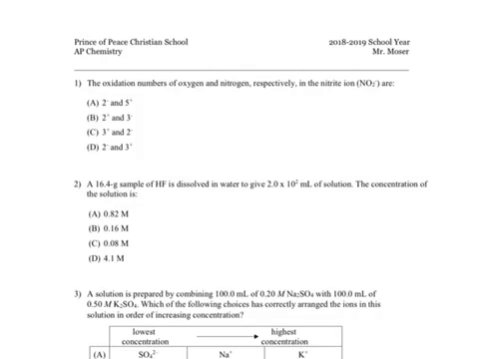Let's look through the multiple choice questions on the most recent chemistry exam. Number one, we're looking for the oxidation numbers of oxygen and nitrogen in the nitrite ion. Now, we know that oxygen is always going to be -2 unless it's in peroxide.